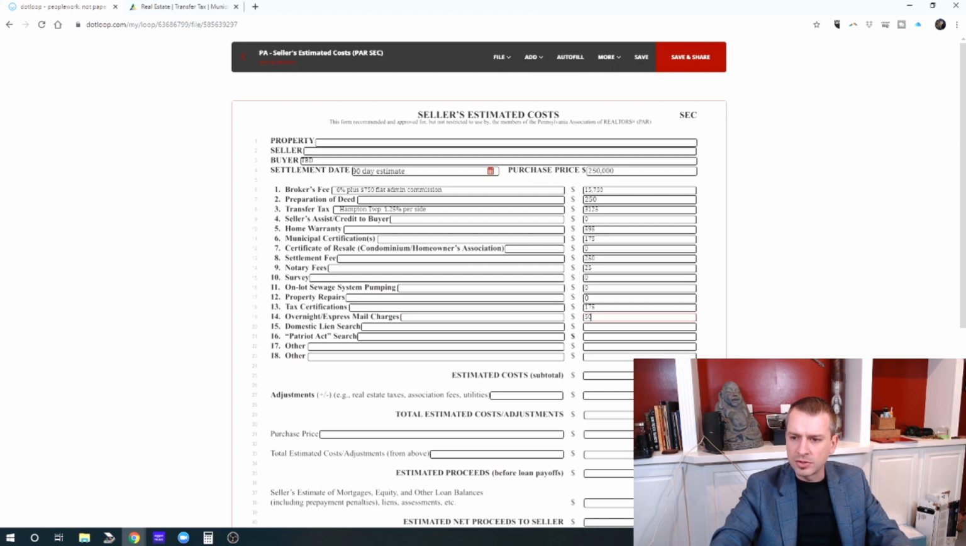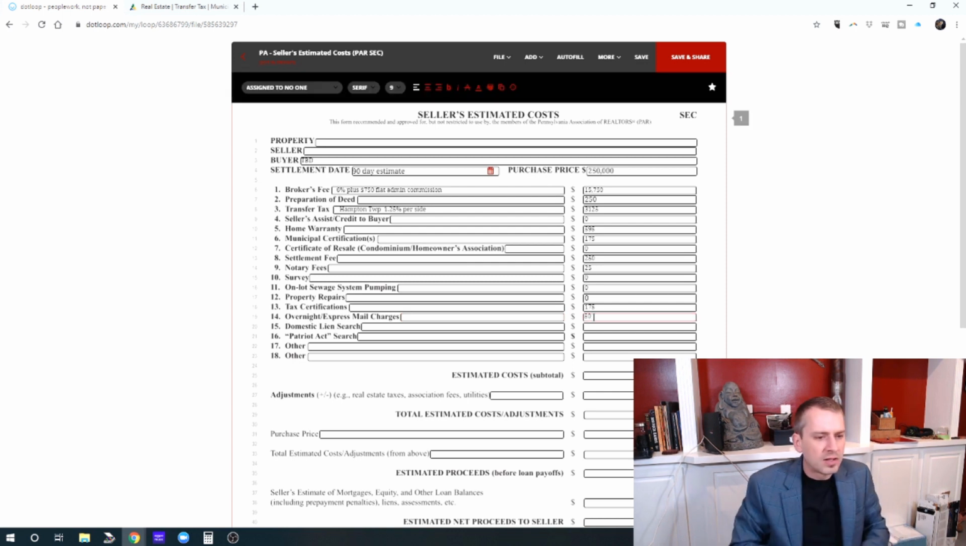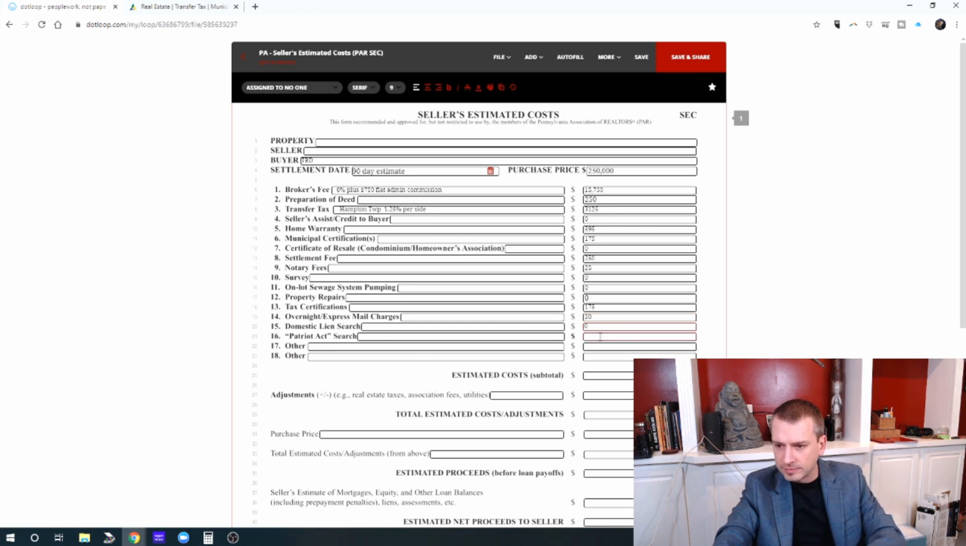Overnight or express mail charges. So if the seller's got a mortgage, a lot of times there's either going to be a wire fee to the mortgage company to pay it off, or there's going to be an overnighting fee, and it's going to be $50 or less, usually. And that's it. All the rest of these are zeros.